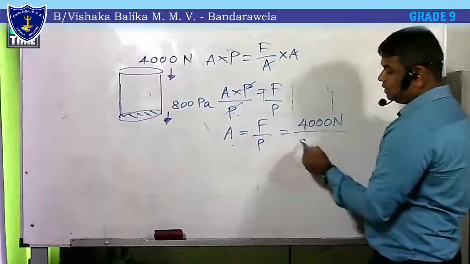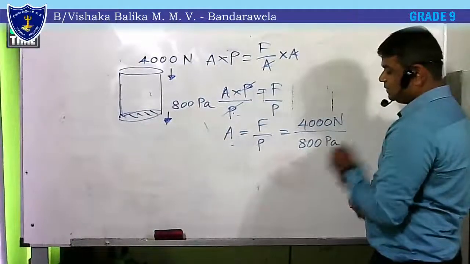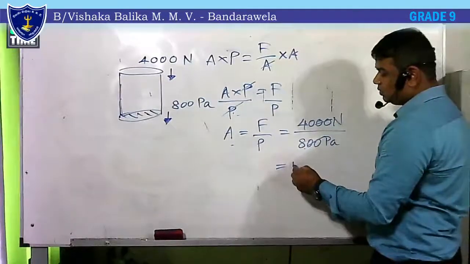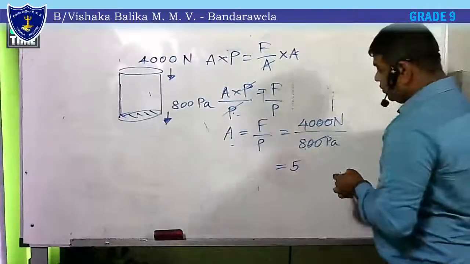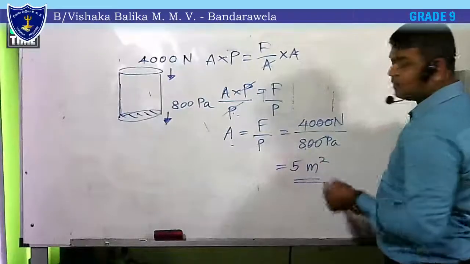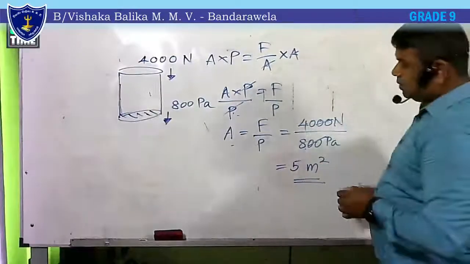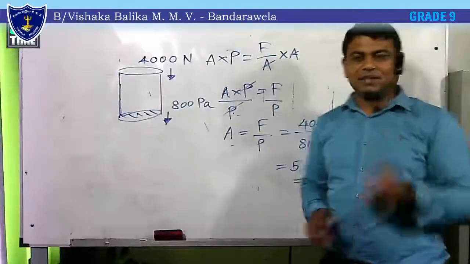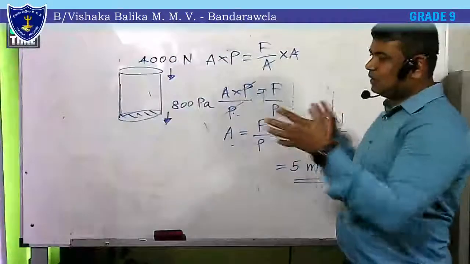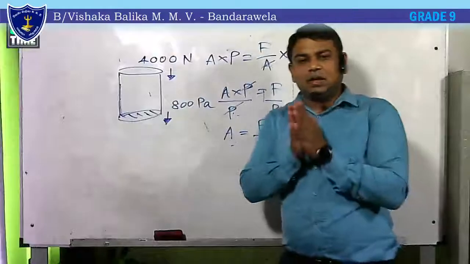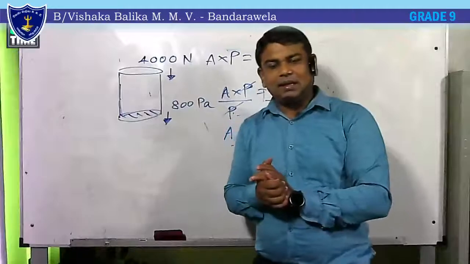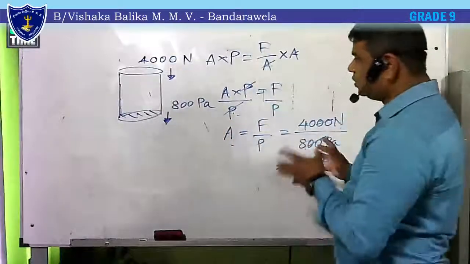Finally, 4000 newtons can be divided by 800 pascals. These two zeros cancel. 40 divided by 8 is 5. 5 square meters. Area will come as square meters. So this equation can be used in several ways. I think that is the first session. This is what we have to discuss under the first session: the effect of force and area on pressure. Then we can do calculations using this.